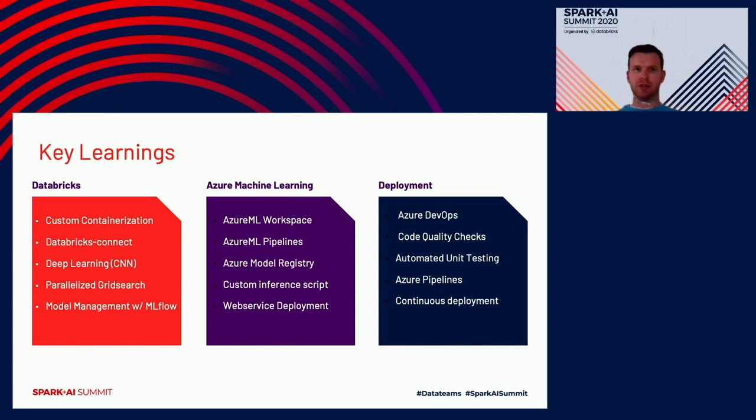In terms of Azure Machine Learning, we'll walk through setting up the AML workspace, and how you can configure your AML pipelines to facilitate the training and deployment steps. And then finally, we'll deploy the models as a web service with a custom inference script. Finally, in terms of the deployment, we'll step through setting up your Azure DevOps for the CI/CD workflow for code quality checks, automated unit testing, and then finally using the pipelines for the release setup for your test and production environments. With that, we'll go ahead and jump into the tutorial.